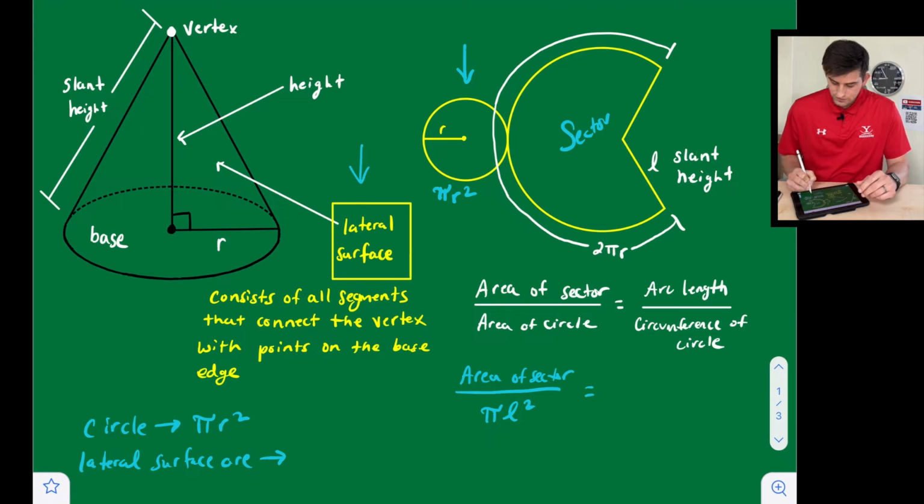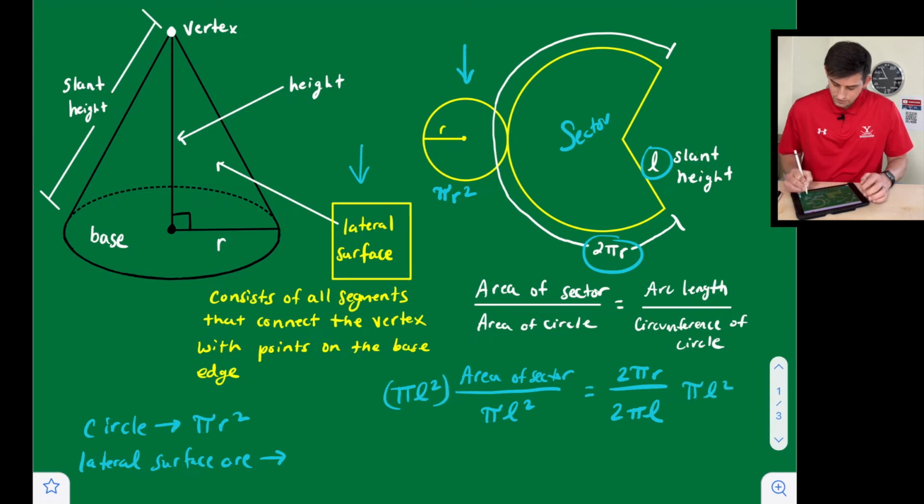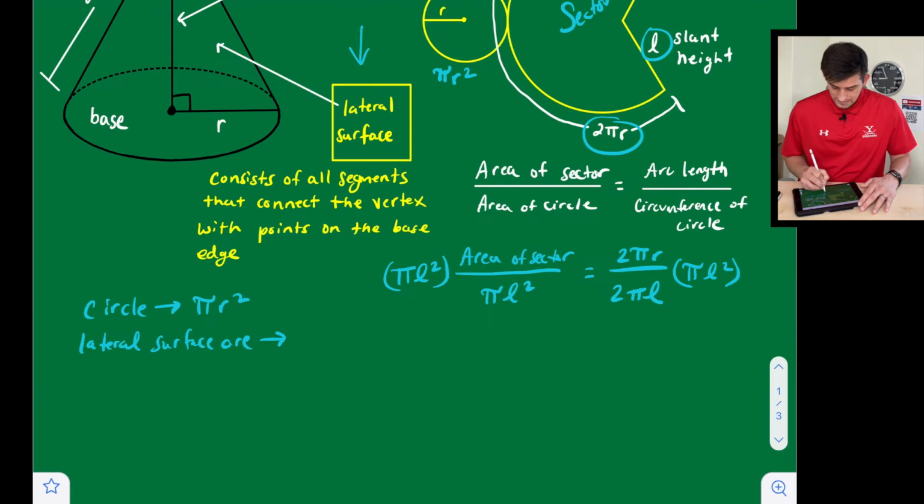We're going to say that's equal to the arc length, which is here, 2 pi r, over the circumference of the circle, which would be 2 pi l, because once again, l is our radius and the circumference of a circle is pi times diameter, or 2 pi r. Now we can simplify this. Let's multiply both sides by pi l squared. So now we can write the area of the sector as equal to pi l squared times 2 pi r divided by 2 pi l.